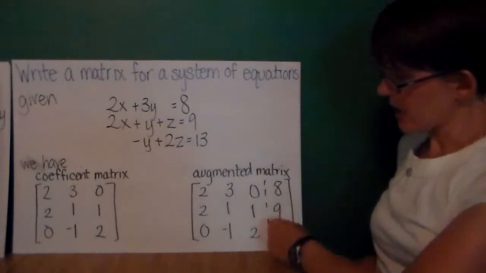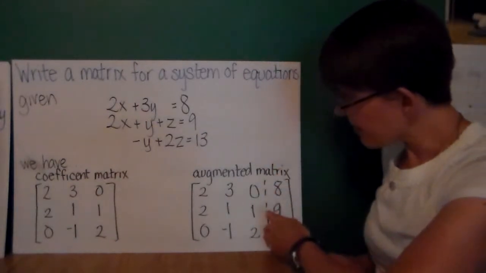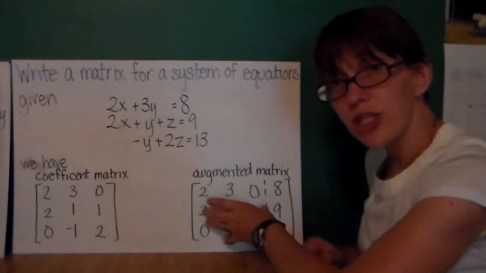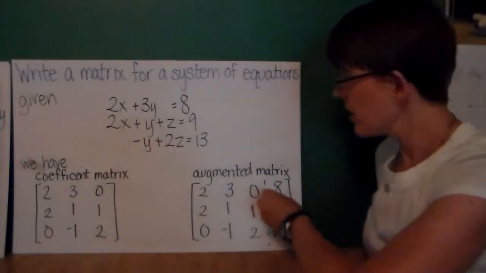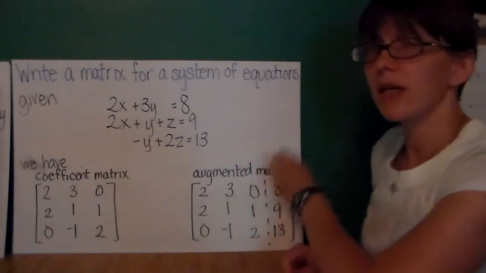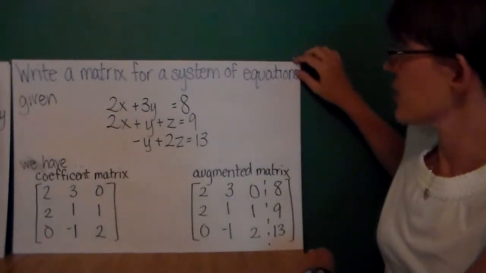And you'll notice this dashed line going vertically between the third and fourth columns. That's telling us the coefficients end at the third column. After this dashed line, it is the constant term. So you should only have one column appearing after that dashed line.